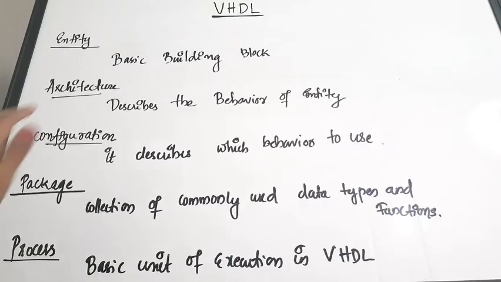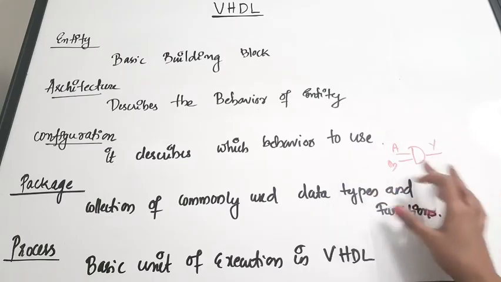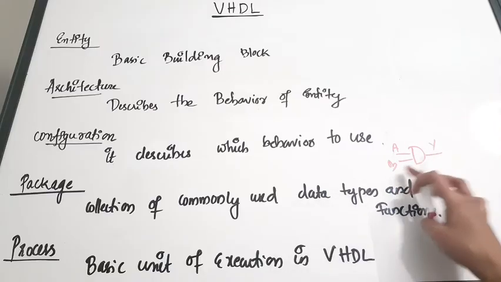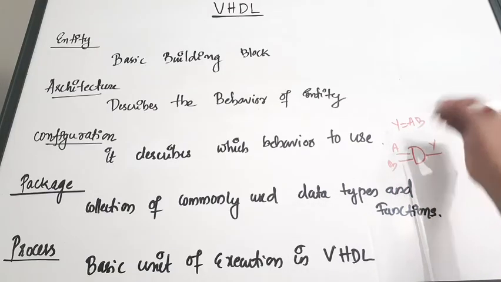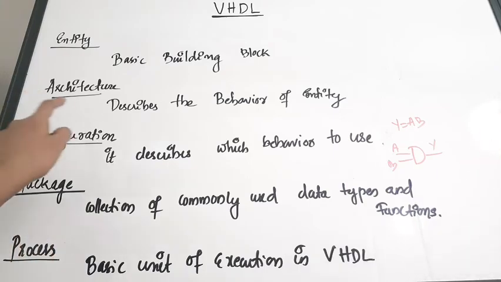Next is architecture. The architecture is the section of the code or the design which describes the behavior of an entity. Consider that you are going to design an AND gate. An AND gate takes two inputs and produces one output. This is the behavior of an AND gate, which produces y equals AB. The behavior means the nature or the working. So the working or the behavior we are going to write in the architecture part.